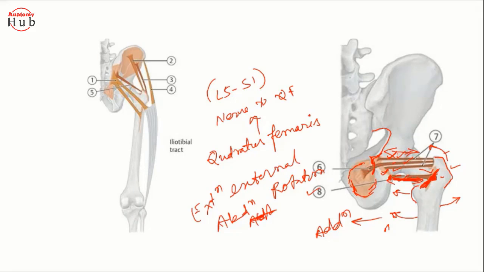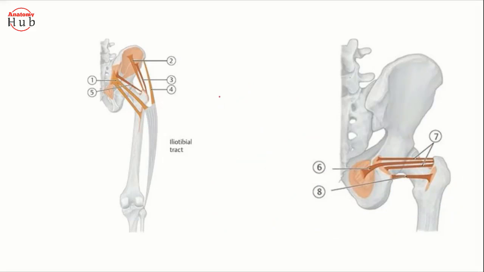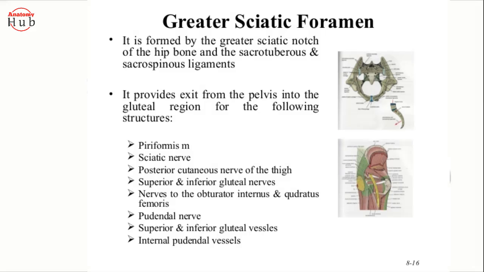Posteriorly, the structures pass between the pelvis and the gluteal region through the greater sciatic foramen. Mainly, that is most important: what are the structures that are passing through? This greater sciatic foramen that you can see over here is covered by a ligament. Which ligament is that? The sacrotuberous ligament, which converts the greater sciatic notch into a foramen.